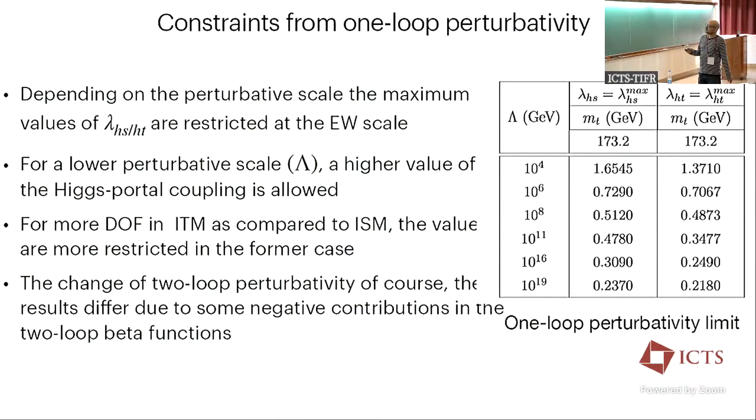So a lower perturbative scale would allow higher values, and for more degrees of freedom, again in the ITM compared to ISM, the values are more restricted in the case of ITM. Now, this is very, very stringent, but there is a funny twist in the tale: if you consider the two-loop perturbativity, there are some negative terms in the beta function that slow the growth towards perturbativity, and the two-loop limits are a little bit better than one loop.